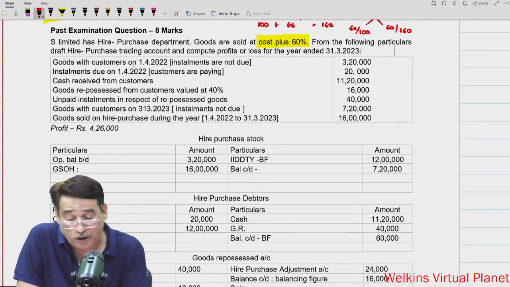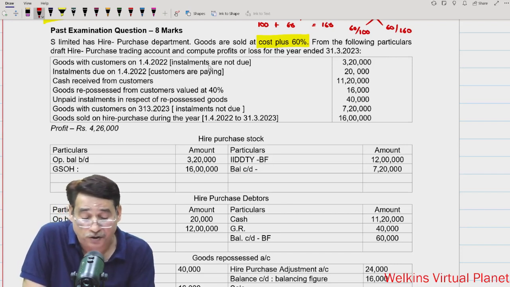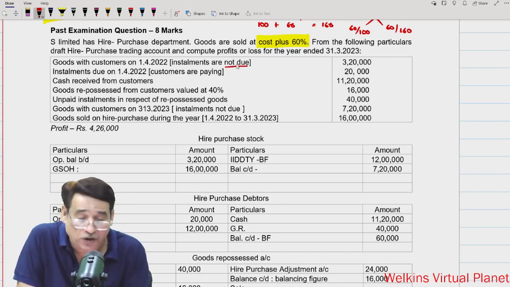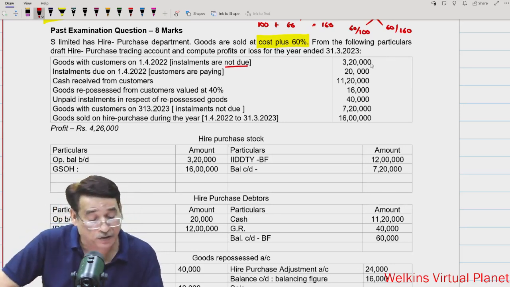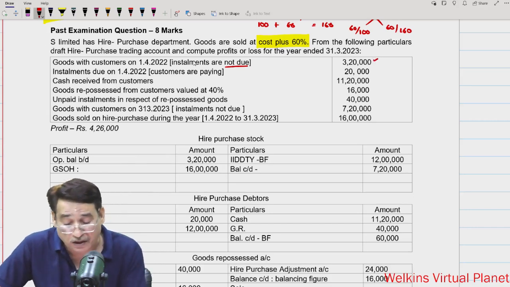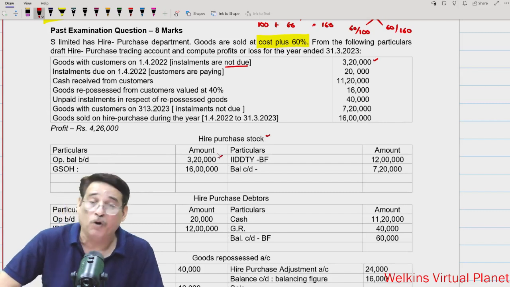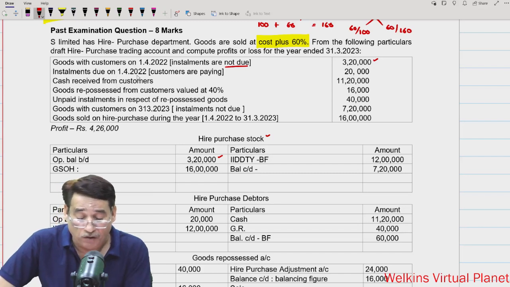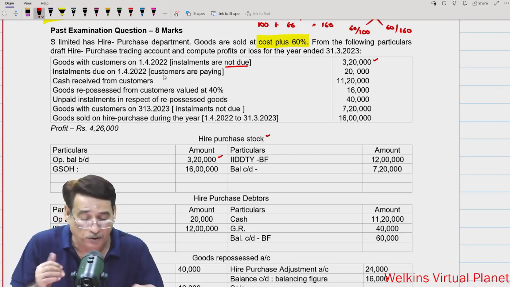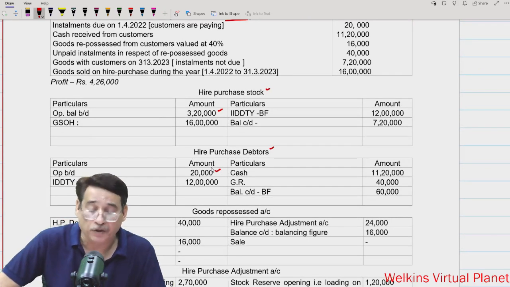Now it has given goods with customer on 1/4/2022, installments not due. Pay attention, installment not due. Wherever the words not due come, it means it is related to the hire purchase stock account. So that is the reason for this entry, this is your hire purchase stock account, and here you have written opening balance as 3,20,000, correct? Installment due on 1/4/2022 is related to the hire purchase debtors account. This is your hire purchase debtors account and you are going to write opening balance 20,000.